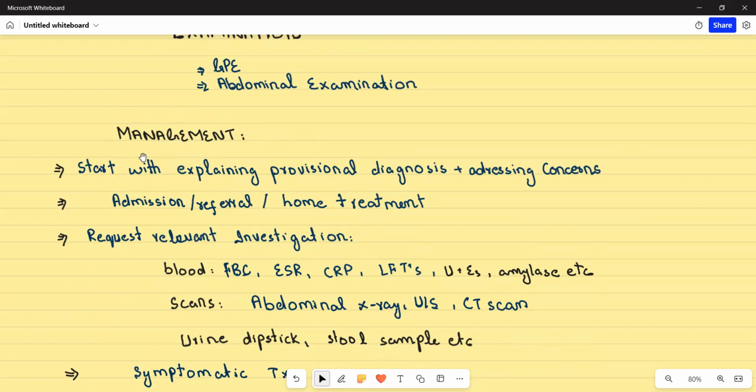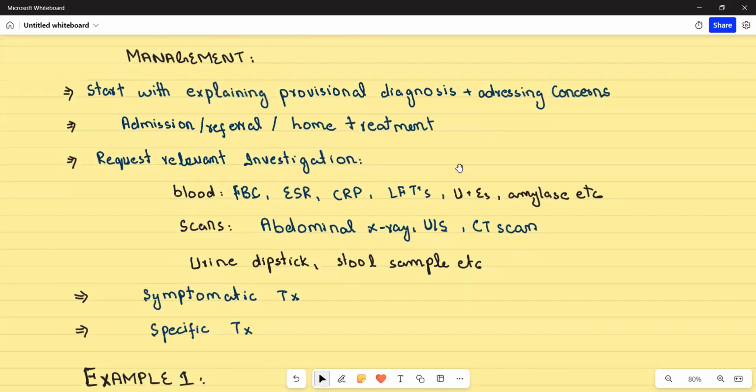So you will start your management by explaining your provisional diagnosis. So after asking all this history and after doing your examination, you will have a provisional diagnosis in your mind of what might be the cause of this abdominal pain. So you will explain it to the patient and you will address any concerns that the patient might have expressed when you were asking about ideas, concerns, and expectations. Okay. So this is the start of your management.